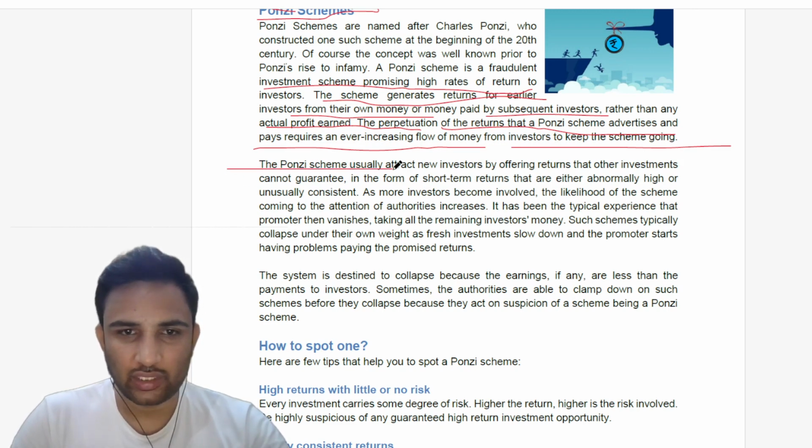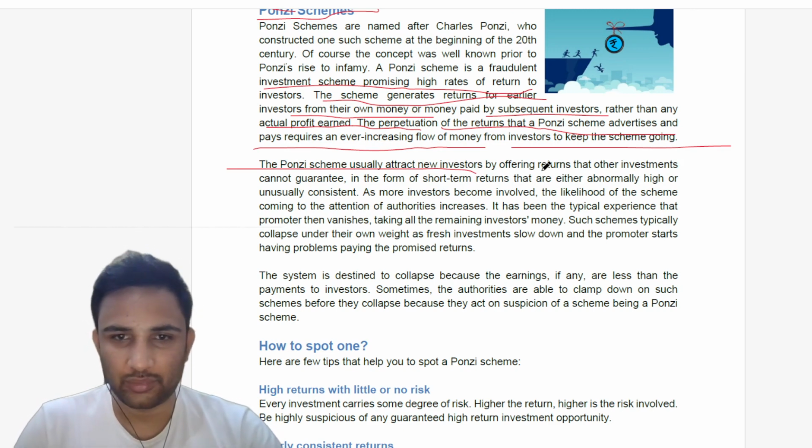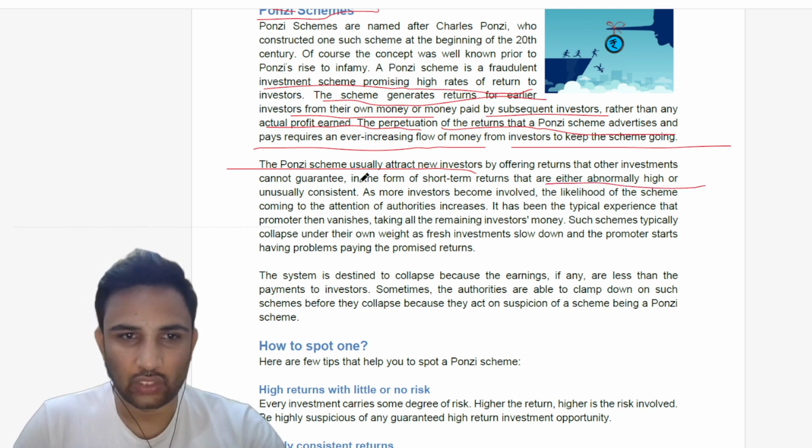The Ponzi scheme usually attracts new investors by offering returns that other investments cannot guarantee, in the form of short-term returns that are either abnormally high or unusually consistent. As more investors become involved, the likelihood of the scheme coming to the attention of the authorities increases. It has been the typical experience that the promoter then vanishes, taking all the remaining investors' money.